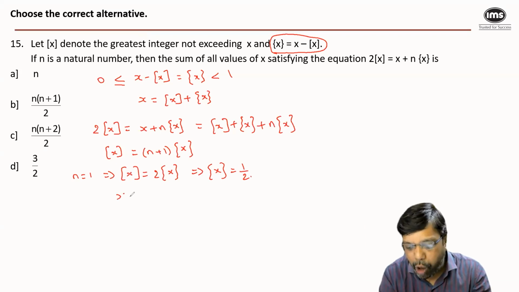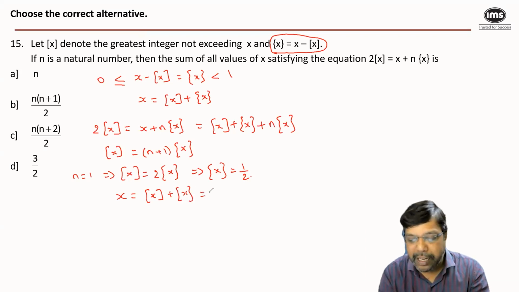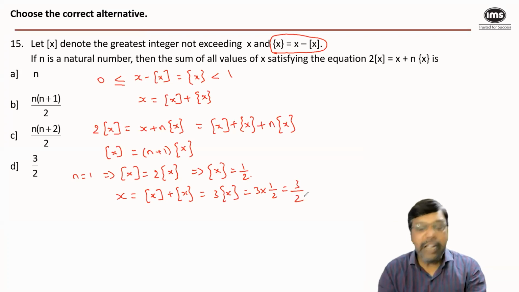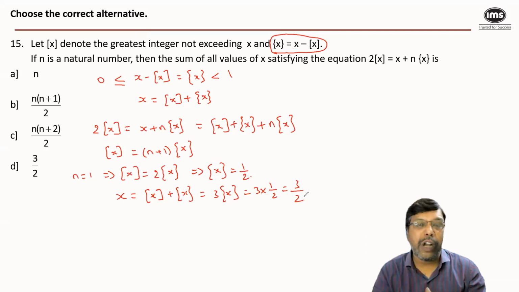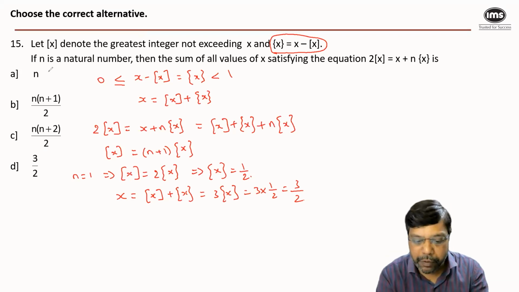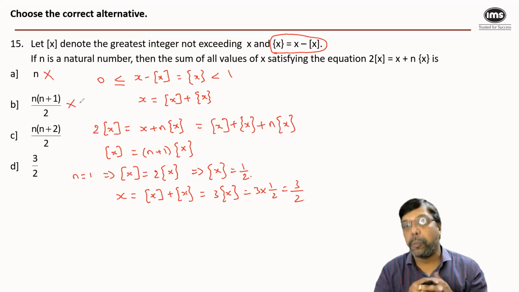Hence, the value of x that is possible here, we know x is nothing but greatest integer x plus fractional x, and greatest integer x is 2 into fractional x plus fractional x, that is 3 into fractional x, which is 3 into 1 by 2, 3 by 2. Now, when I substitute n is equal to 1, I will get 3 by 2 in option C, and option D is also given as 3 by 2, which means I am able to eliminate only 2 options.